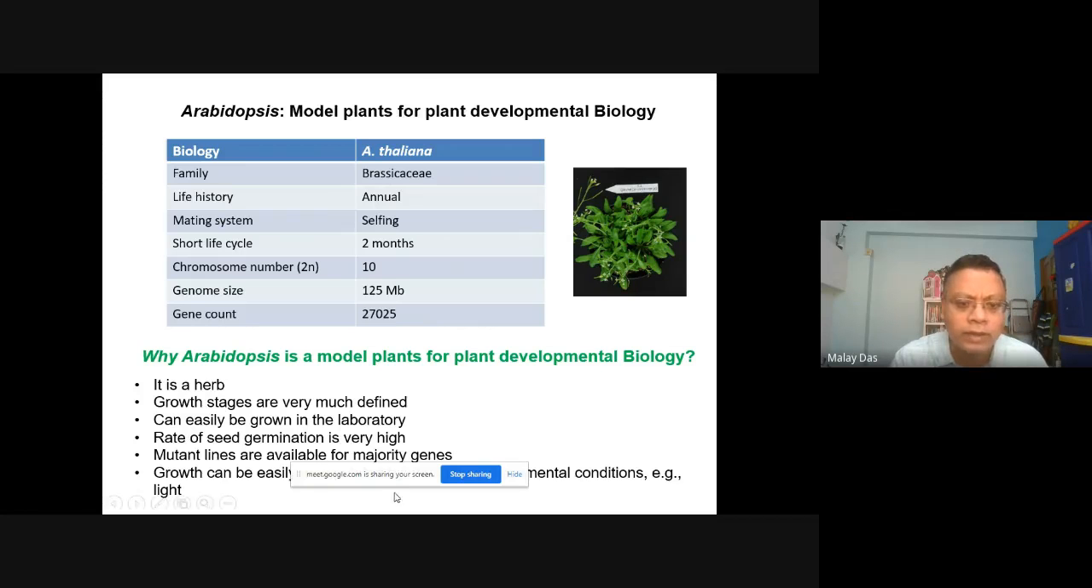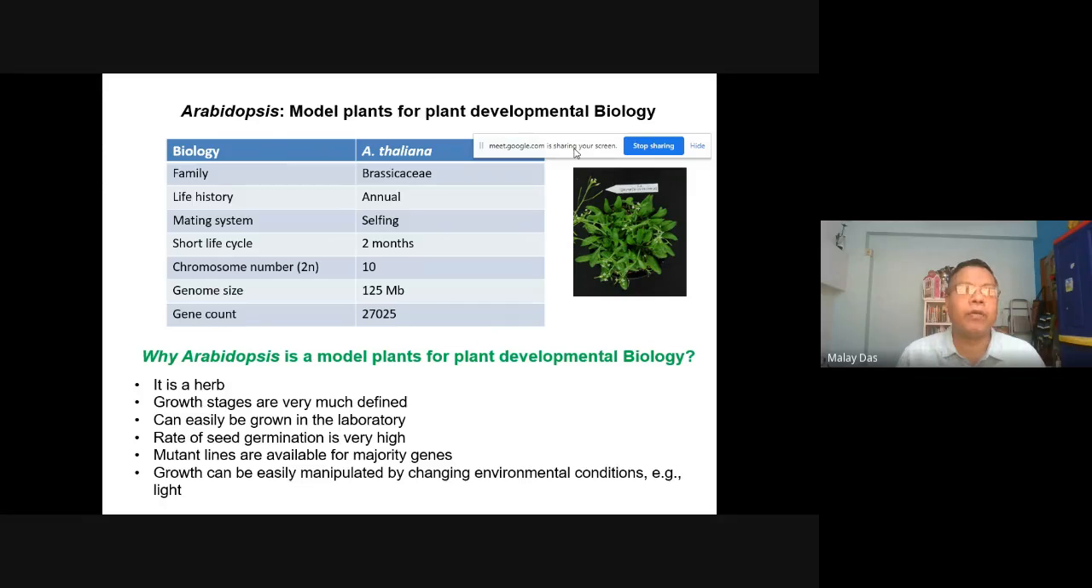Now, there are a few other important characters, and for those reasons, Arabidopsis is being used as a model plant. The growth stages of Arabidopsis are very well defined. This is a very important characteristic feature for a plant to be used as a model organism for developmental biology, because if the growth stages are not defined, then it is very difficult for scientists to define and design experiments.